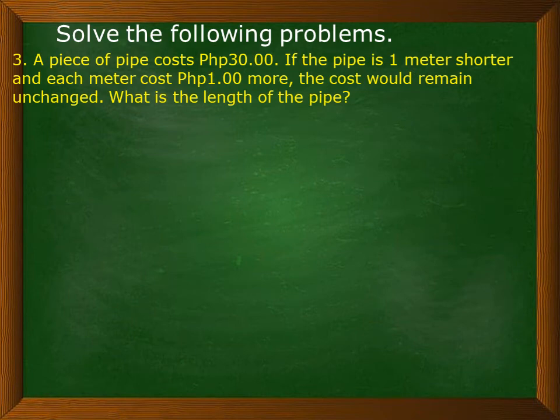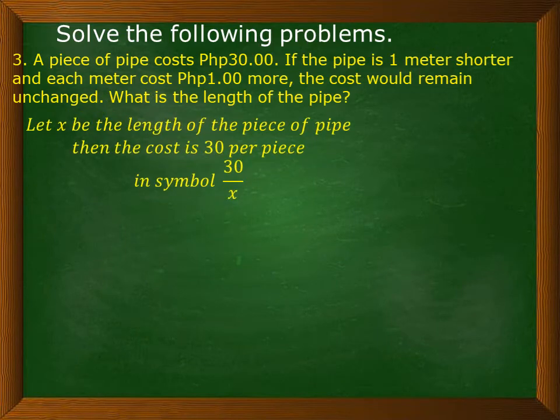Okay, for the third problem, you have a piece of pipe costs 30 pesos. If the pipe is 1 meter shorter and each meter costs 1 peso more, the cost would remain unchanged. What is the length of the pipe? So here you are asked to look for the length of the pipe. So that will be our let. Let x be the length of the piece of pipe, then the cost is 30 per length of piece. So in symbol, it is 30 per x or 30 over x.